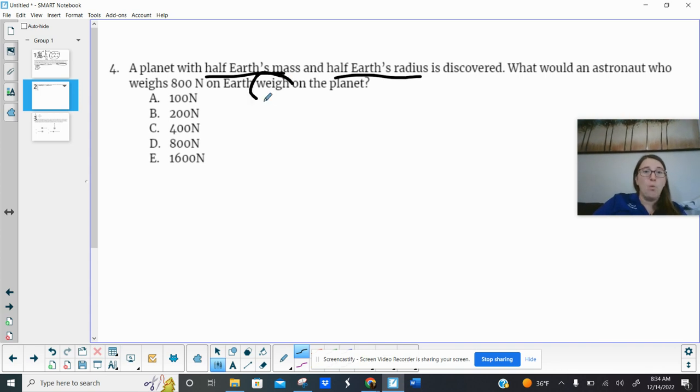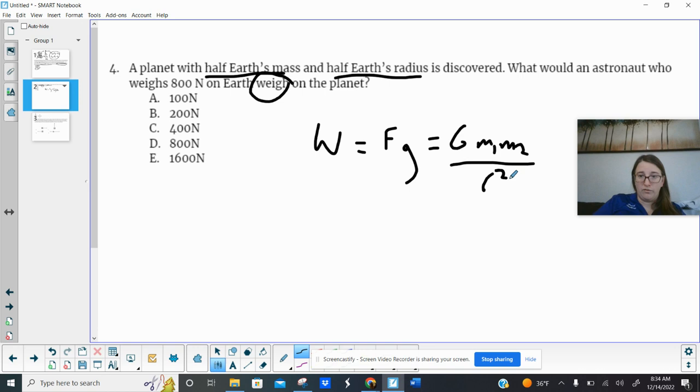Because we're talking about weight, which is equal to the force of gravity acting on you, this was the G m1 m2 divided by r squared formula. Because I want to know what the weight equals, that means I need to have the weight by itself in order to do these proportionalities. Weight is already by itself, so I don't need to reorder this formula.